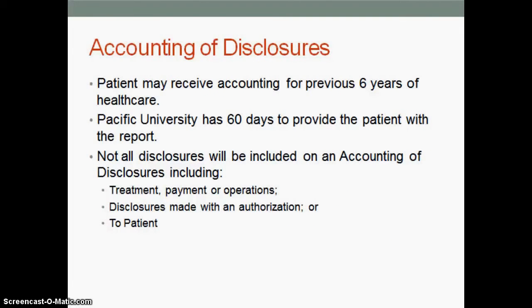So an accounting of disclosures is a report of all the disclosures that have occurred on a patient's record. Patients have a right to request and receive this for the past 6 years of healthcare. And we at Pacific University have 60 days to provide that report to the patient. Remember that not all disclosures will be included in an accounting of disclosures. Typically that includes treatment, payment, and operations, which is the bulk of disclosures. Disclosures made with an authorization or to the patient. And there's also a lot more listed there that you can find in the policy.